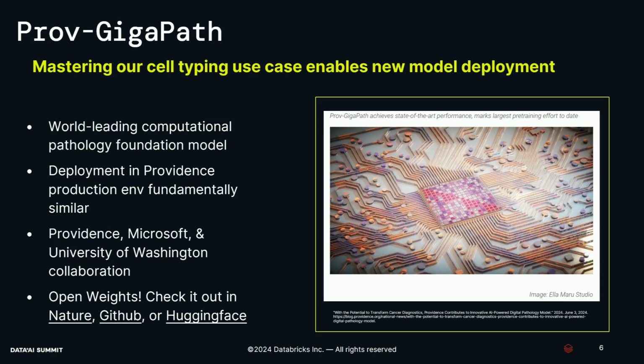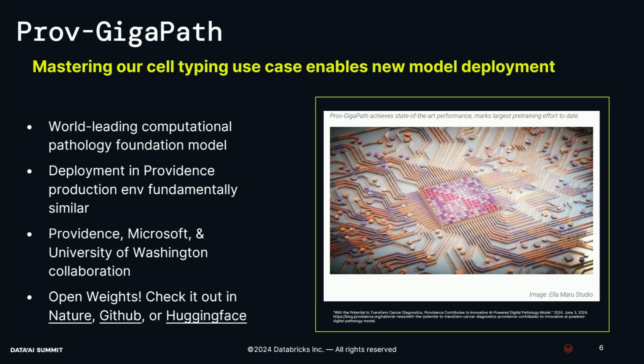Okay, I'd also like to talk for a second about Prov-GigaPath. It just came out two or three weeks ago in Nature. It is the product of about 5 years of partnership with Microsoft and the University of Washington. It's the world-leading computational pathology model, leading in almost every metric. And this deployment is fundamentally the same as the cell typing deployment we'll talk about.